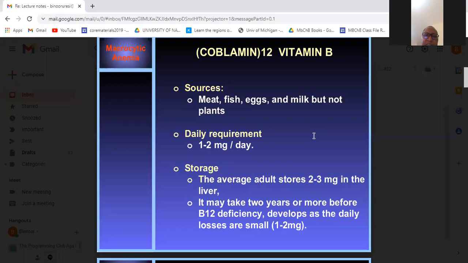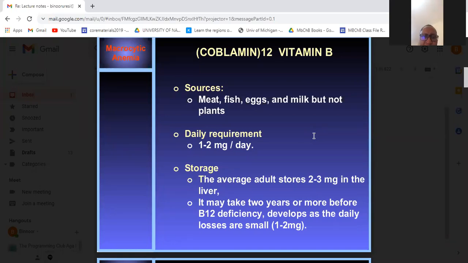So the source of the cobalamins, B12, is mainly meat products. Yeah, meat products, but not plants. Yeah, it's mainly from meat, fish, eggs, milk. Yeah, animal products. The daily requirement is about 1 to 2 micrograms per day. It is stored in adults. We have 2 to 3 milligrams in the liver. That's why it's stored. And luckily for us, it may take up to 2 years or more before B12 deficiency develops, as the daily doses are very minimal.